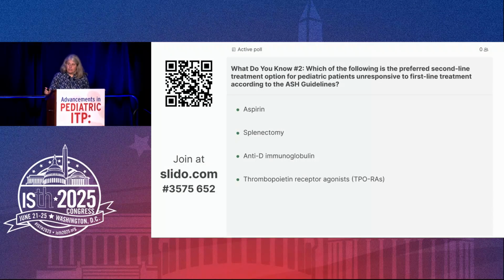So our question becomes, which of the following is a preferred second-line treatment option for pediatric patients unresponsive to first-line treatment according to the ASH guidelines? Aspirin, splenectomy, anti-D immunoglobulin, or thrombopoietin receptor agonists, the TPORAs?